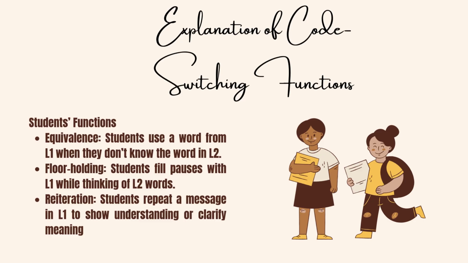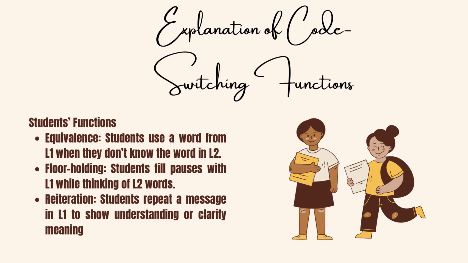Then we are going to check this explanation of code switching with the students functions. Students also use code switching in different ways. These are equivalence, floor holding, and reiteration. So equivalence happens when they don't know the English word for something. For example, it's a dog, un perro. This allows them to keep speaking. The floor holding is when they use Spanish to fill gaps. For example, yesterday ¿cómo se dice? Fui al parque. This keeps the conversation going while they think.